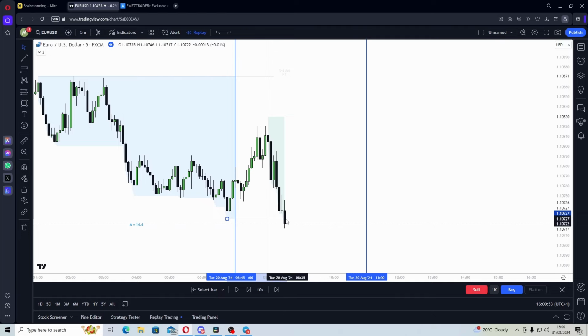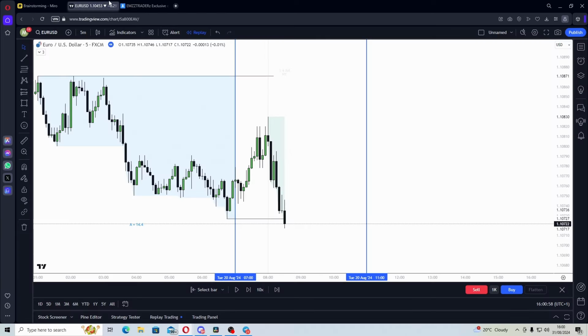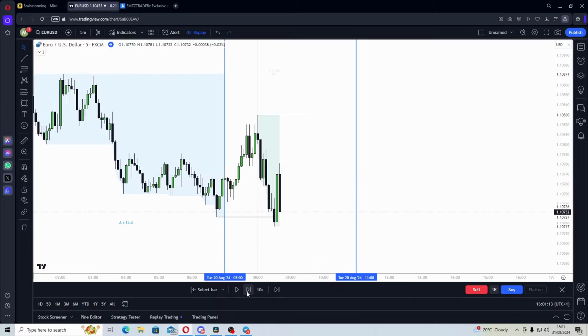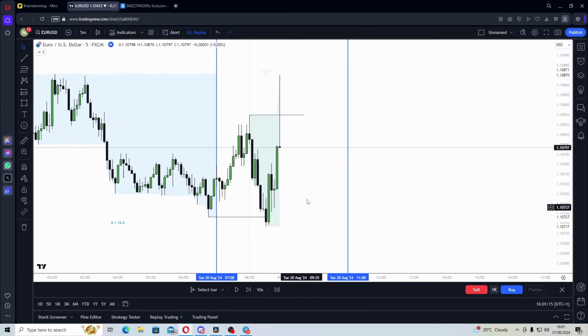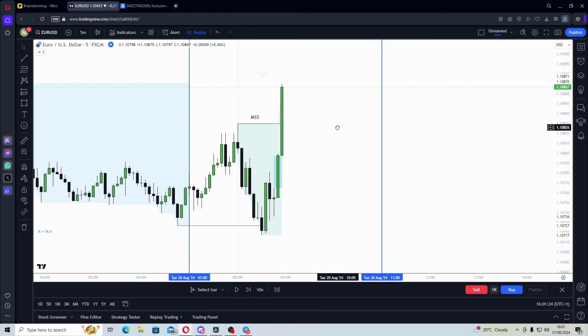So what we need to do after it swept the lows is find a market structure shift with an engulfing candlestick. We're going to be aiming to take the trade within the reversal, a trade to the upside. Now I need to see a market structure shift, which is the most recent high right here. This high is what we need to be aiming for. If I play price forward, and there we go, we have a big engulfing candlestick that just took out this high. So this is a very valid market structure shift, and I can even mark it out as MSS.